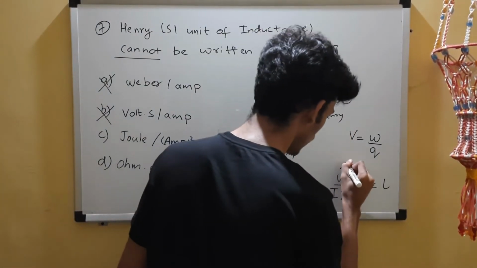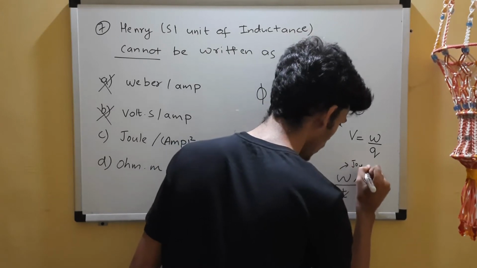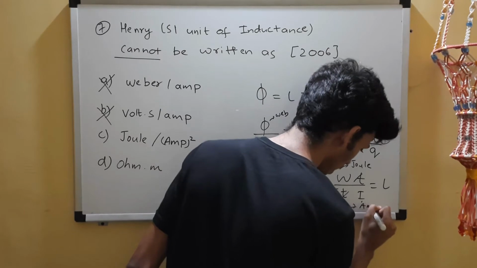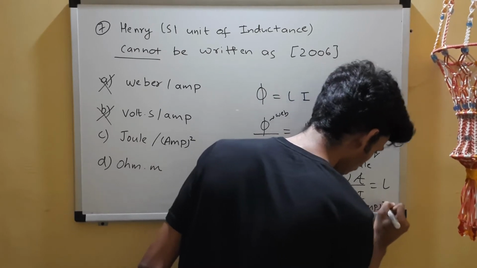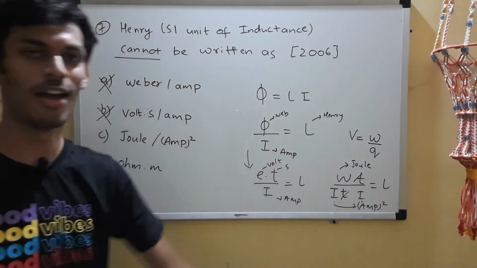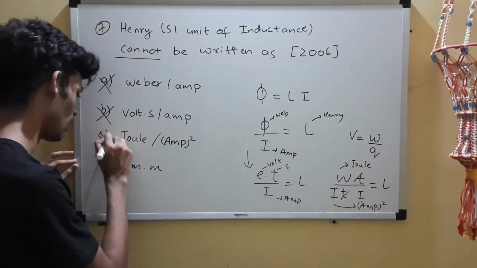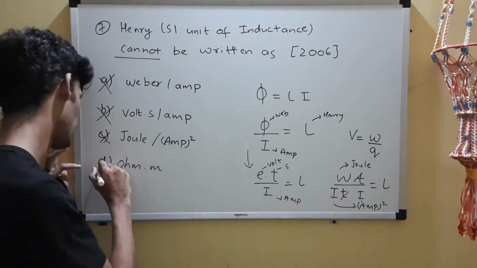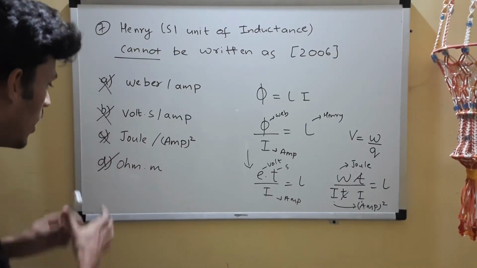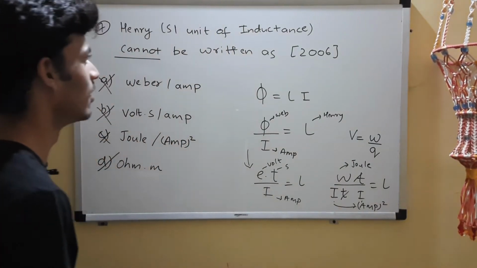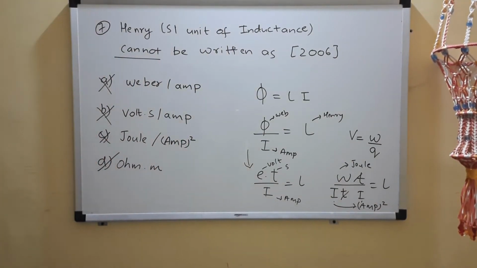You can see this is work. Work is measured in joules. This is ampere, this is ampere. So it means ampere square. So joule by ampere square. Again you have Henry over there. So Henry can also be expressed in this way. So this is not the correct one, and the only one that we are left with is ohm meter. Okay, so that is the correct answer. Okay, let's move to next question now.